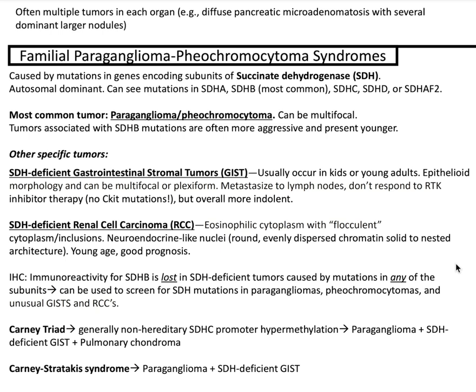Cytologically, they'll be eosinophilic cytoplasm with flocculent cytoplasm/inclusions. You'll have neuroendocrine-like nuclei, where it'll be round, evenly dispersed chromatin, solid to nested architecture.